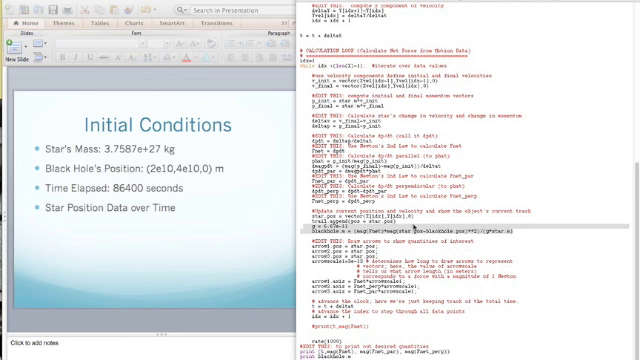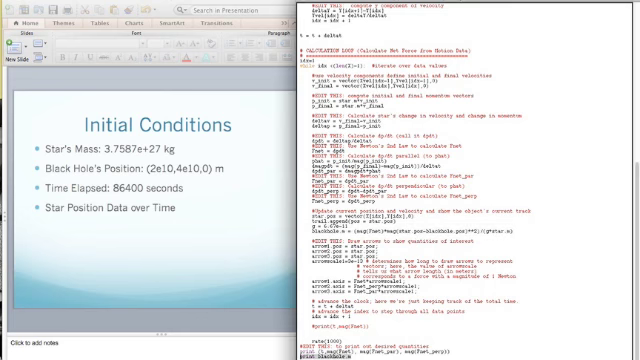Let's look back on the code. Here we added the line of code derived earlier from the universal gravitational law to find the mass of the black hole. All the values are known, so when the code is run, the mass is printed. In conclusion, I found the mass to be 4.7 times 10 to the 31st kilograms.